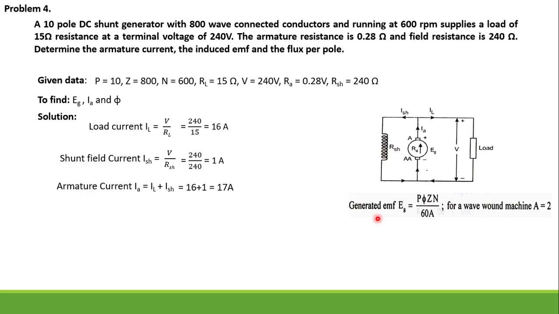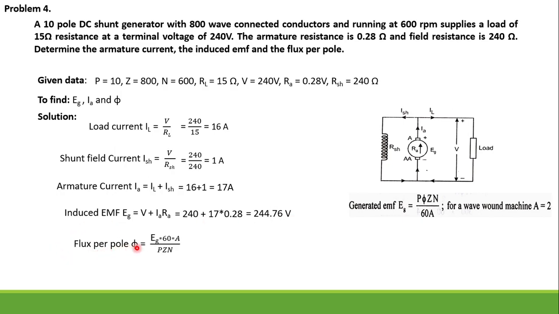Now we have the value of armature current. All of you know well the generated EMF equation: Eg is equal to P phi Z N divided by 60A. For a wave wound machine, A is equal to 2, because the given machine is wave wound. So the number of parallel paths A is equal to 2. We can calculate generated EMF easily: Eg is the addition of terminal voltage and the voltage drop across the armature, that is IaRa. Now V is 240, Ia is 17, Ra is 0.28. That is equal to 244.76 volt.